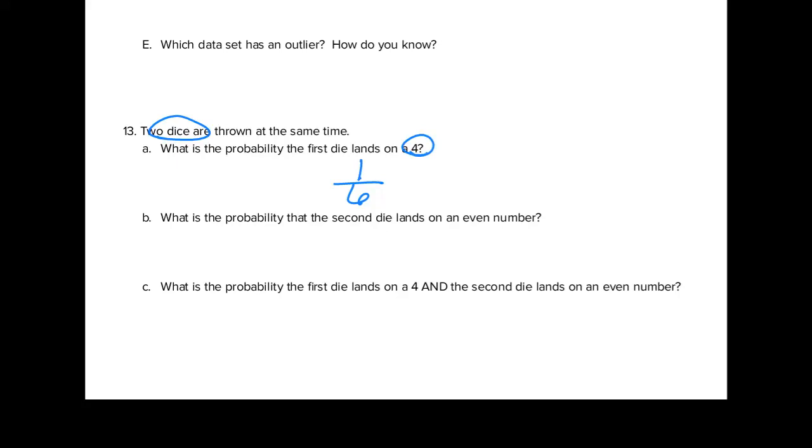1 out of 6. Hey, that's why we're learning. That's why we're doing this, right? So that is the answer for the first question. Well, right now, Ashley's getting a bunch of candy. All right. Here we go.